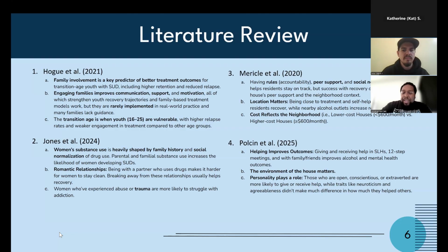The way that sober living environments help improve outcomes: giving and receiving help in sober living houses, 12-step meetings, and with family and friends improves alcohol and mental health outcomes. The environment of the house matters, and personality also plays a role. Those who are open, conscientious, and extroverted are more likely to give and receive help, while traits like neuroticism and agreeableness didn't make much of a difference in how much they've helped others.